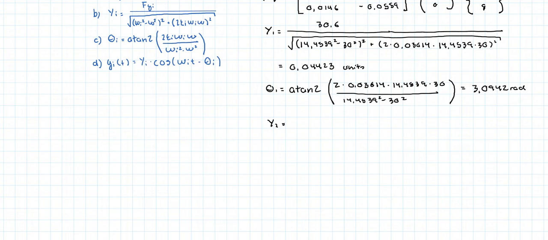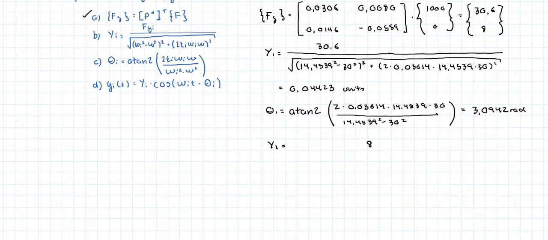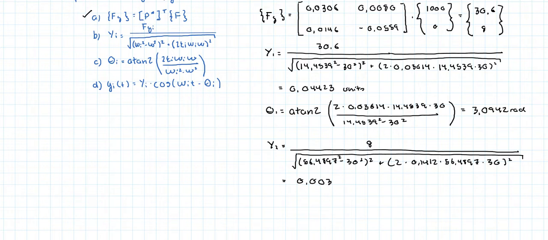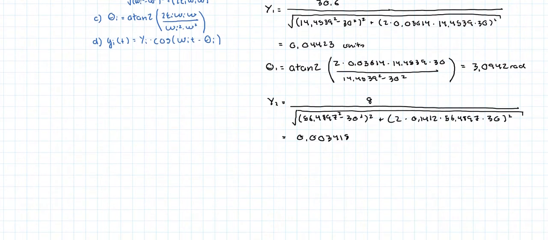Y2 is equal to 8 divided by the square root of the second natural frequency, which is 56.4897, squared, minus 30 squared, all of that squared, plus 2 times the second damping ratio, which is 0.1412, times the second natural frequency, times the excitation frequency, all of that squared, and okay, so that should give you 0.003418. I'll remove the units because we're just not going to bother with that here.